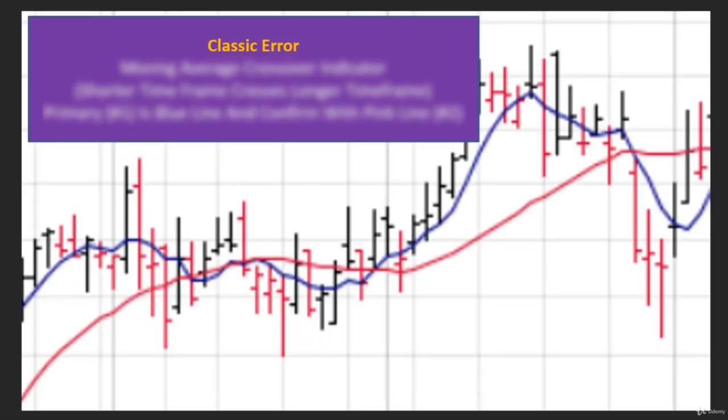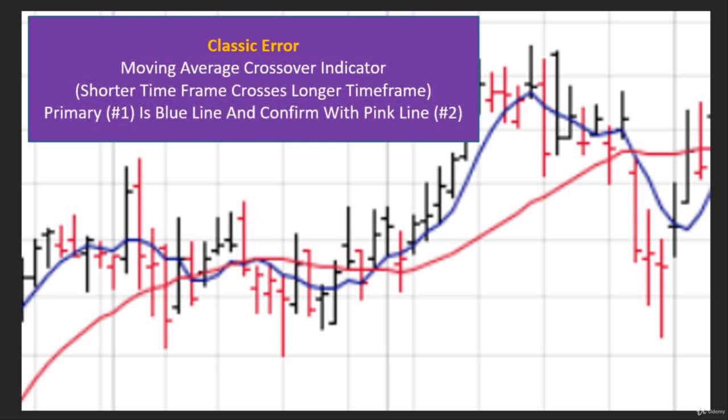So here's a classic error around that. Similar to those momentum ones, a lot of folks will say, well, I love that moving average crossover indicator. And so I'll use the shorter time frame as my primary, the blue line in this example, and I'll use the longer time frame, the pink line, as my secondary, as my confirming one. Now, do you see the error in that? It's a pretty classic error, right?